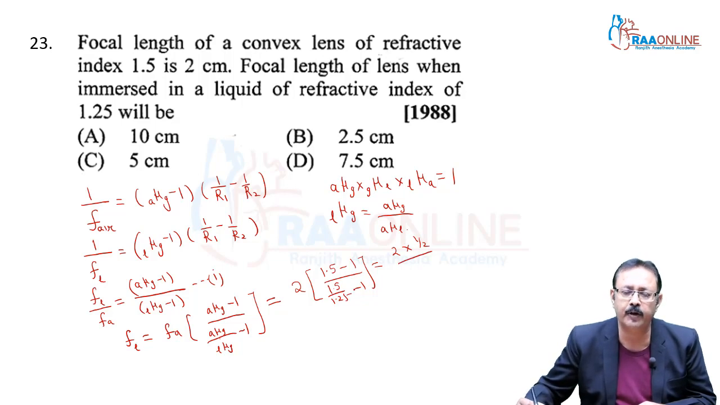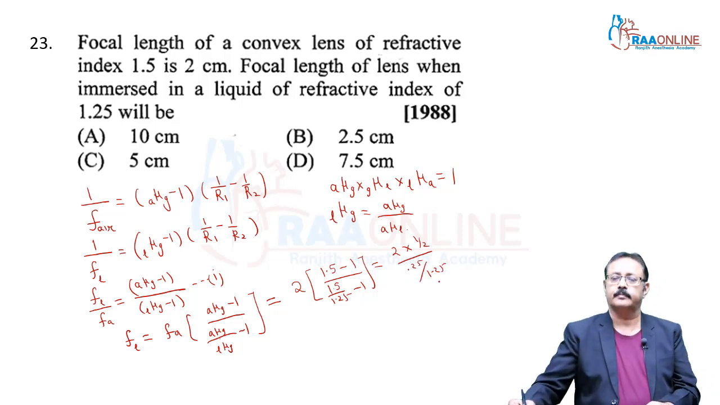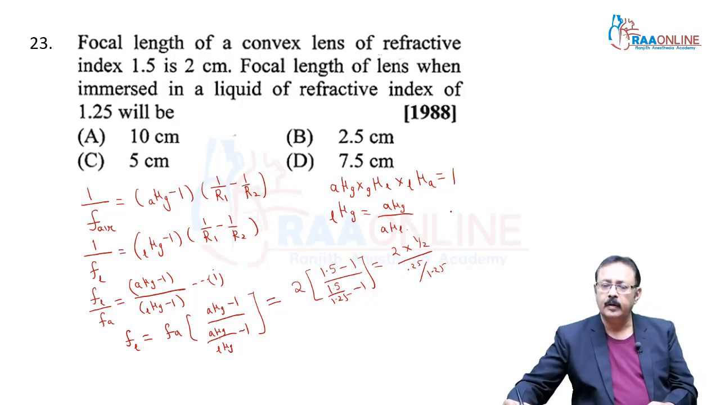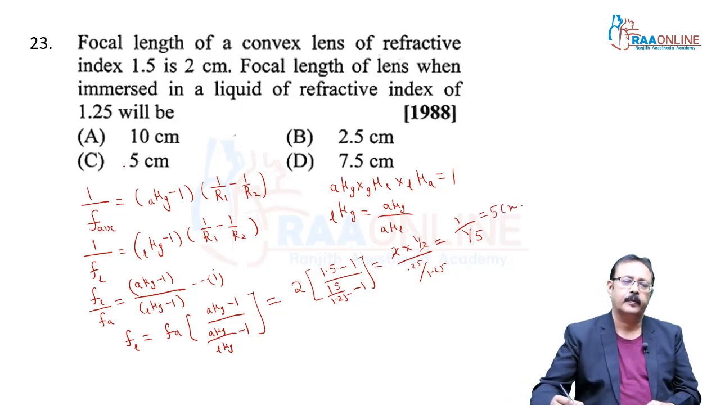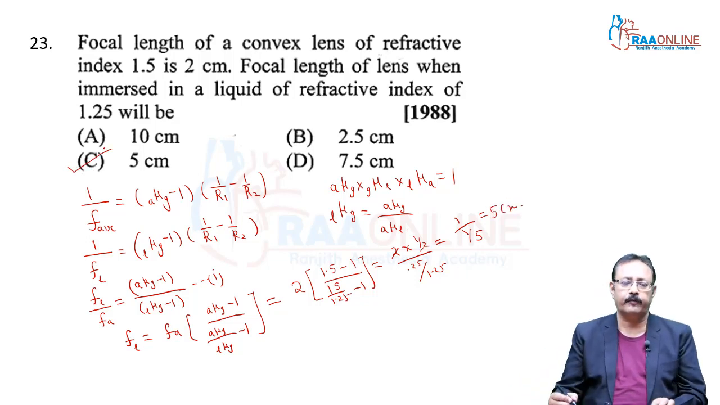Take LCM, 1.5 minus 1.25, 0.25 upon 1.25. Cancel 2 with 2. 0.25 upon 1.25 is 1 by 5. So what are we getting? 5 centimeters. So the answer we got is 5 centimeters.